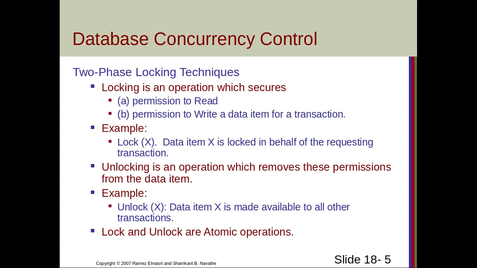The two-phase locking scheme is like this. Locking is an operation which secures permission to read or write a data item for a transaction. Example: lock of X means a data item X is locked on behalf of the requesting transaction. Suppose that a transaction wants an item X, either for reading or writing; then for doing that you have to acquire the lock. Unlocking is an operation which removes this permission from the data item.